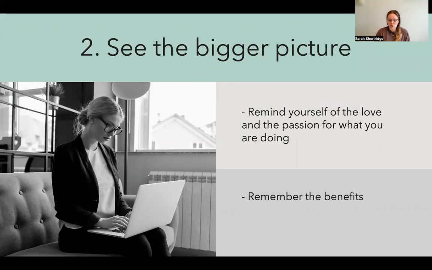Number 2 is seeing the bigger picture. So if you're an academic and you are focused on performance, you can think of the knowledge that you're interested in. I know studying can be quite tedious and is not always interesting, but you have to remind yourself of the love and the passion you have for what you are doing. Also, when you are in a rough patch and you are finding things uninteresting, you can remember the benefits. Being an academic is also learning. Learning is making you more intelligent, and being more intelligent has a lot of benefits, such as preventing dementia, for example.